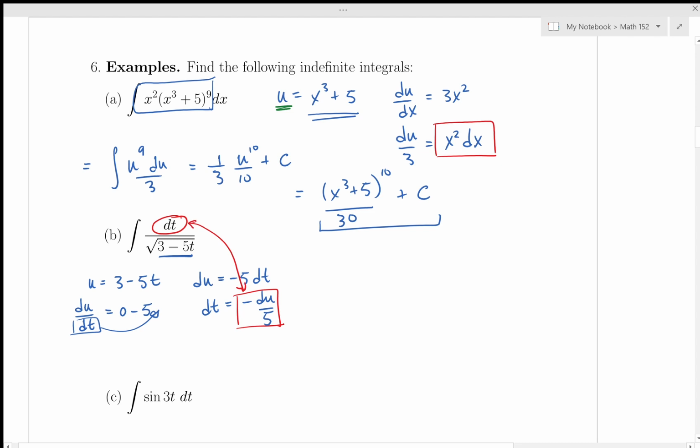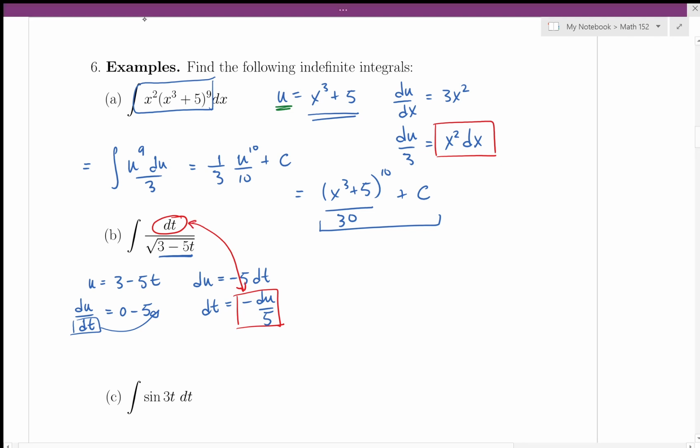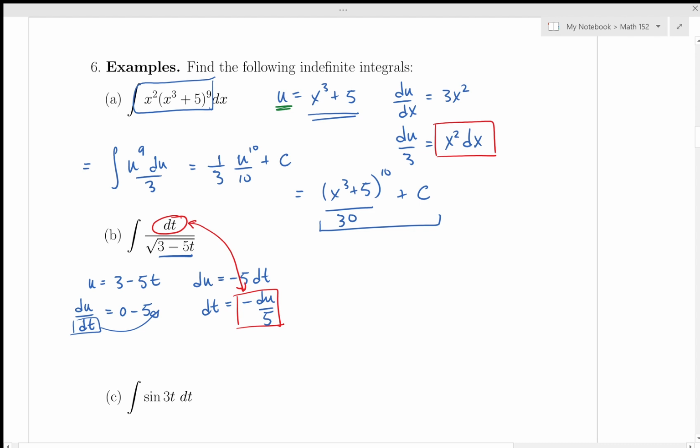And then I have here that this thing here is u. Okay, so I'm going to make a complete substitution. I'm going to substitute the entire thing, and I'm going to find that the original integral is equal to the integral. Okay, so dt is minus du over 5, and so I have minus du over 5.